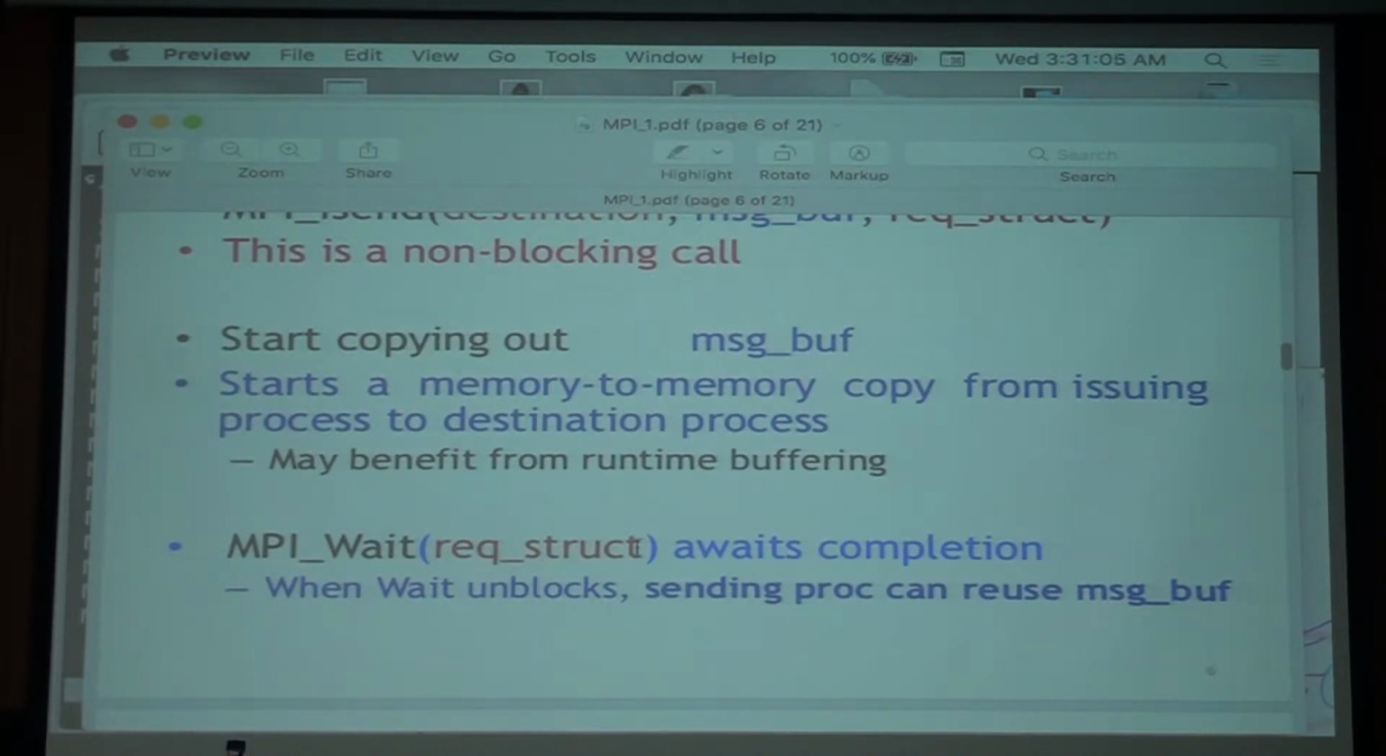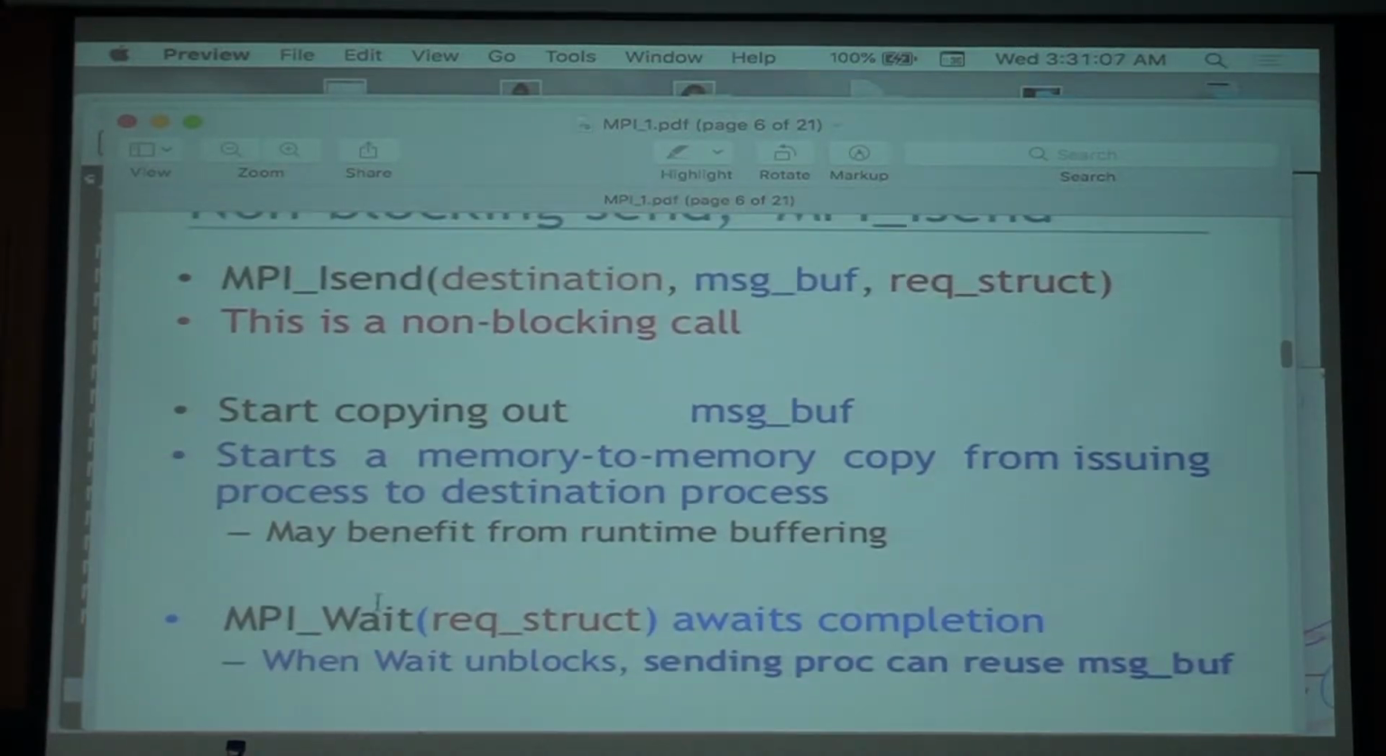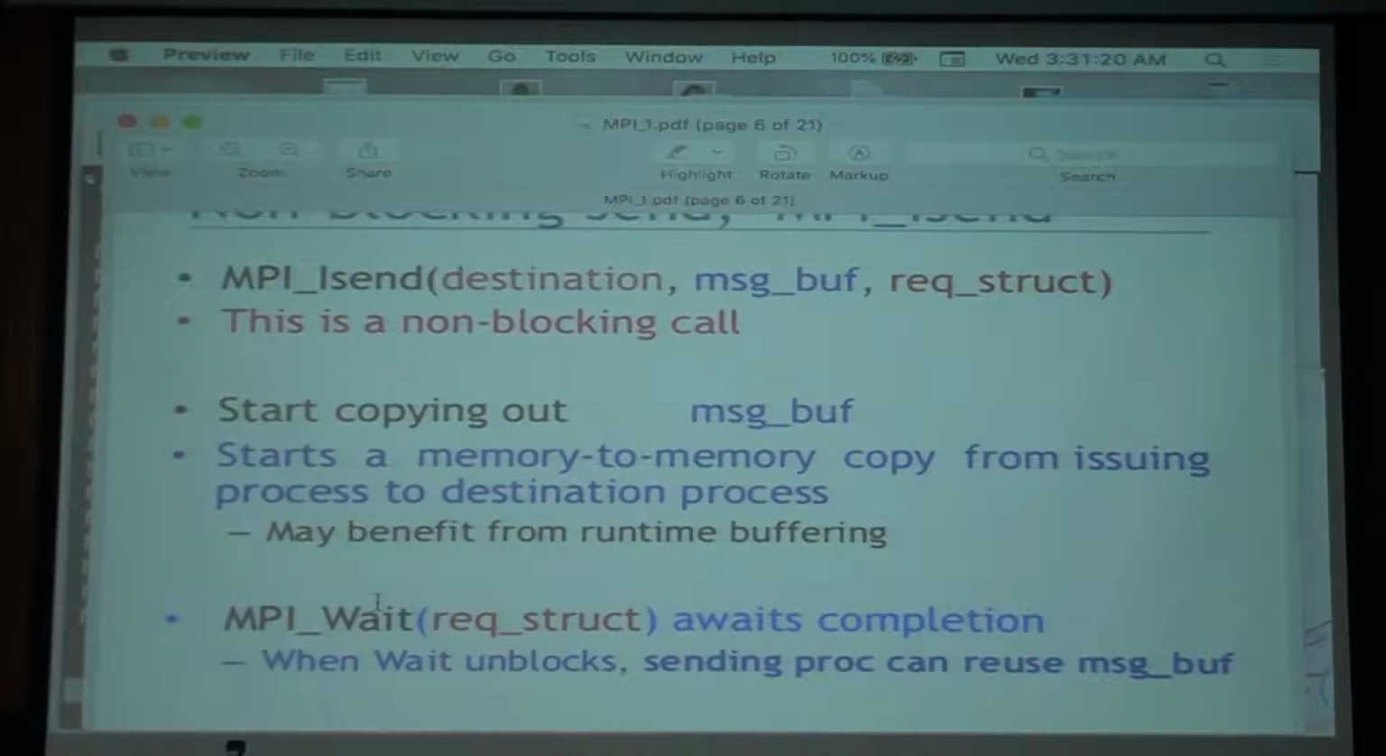The same request structure must be mentioned in the wait, and then they go as a matched pair. That then signals the completion. When this wait blocks, that process is completely blocked in that wait. It can't proceed even 1 millimeter past it till the message has gone out. When the message has gone out, you will see the program counter of that process moving forward. So as soon as the wait clears, you can reuse the send buffer. Till that point, the send buffer is tied up. You cannot reuse it. If you try to write into it or read from it, bad things can happen.